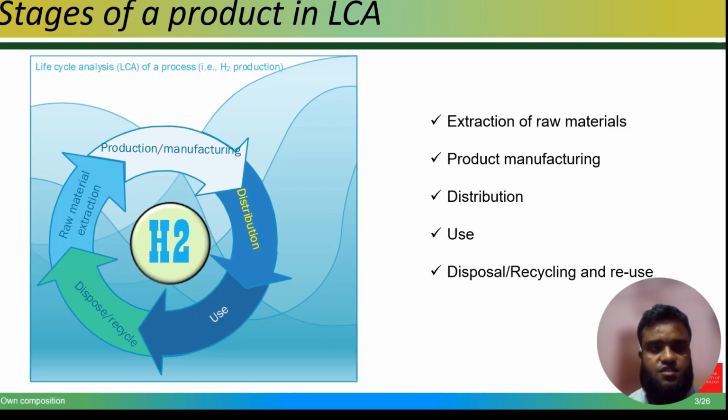So there are some stages of a product in life cycle analysis, starting from extraction of raw materials, followed by product manufacturing, distribution, use, and finally disposal or recycling and reuse.